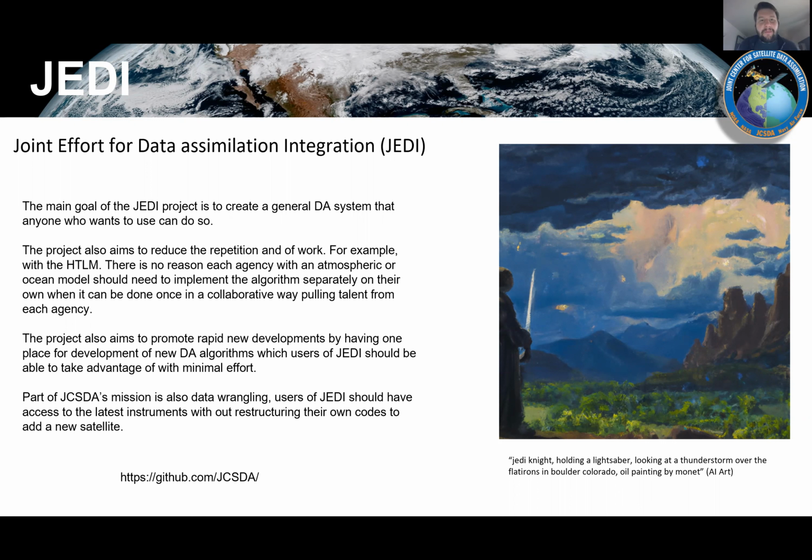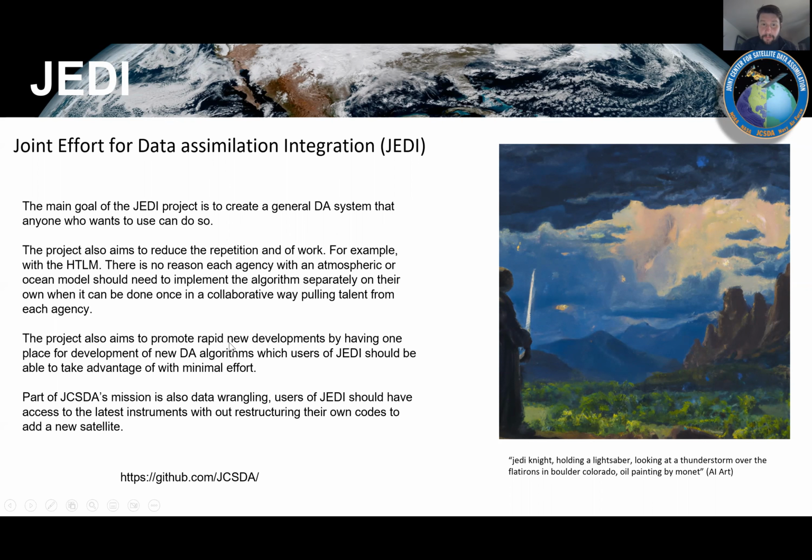But the main goal of the JEDI project is to create a general DA system that anybody who wants to can use. For the most part, all of these DA methods are model agnostic in that we're just taking model states and data and combining them to get an estimate. There's no reason that NASA and NOAA and the Met Office should all write an HTLM for themselves when it could be written in one place and they can all use it. So that's the general goal of JEDI, not just HTLM focus, is to avoid reproducing developments in data assimilation, observation filtering, anything that is relevant to these sorts of things.